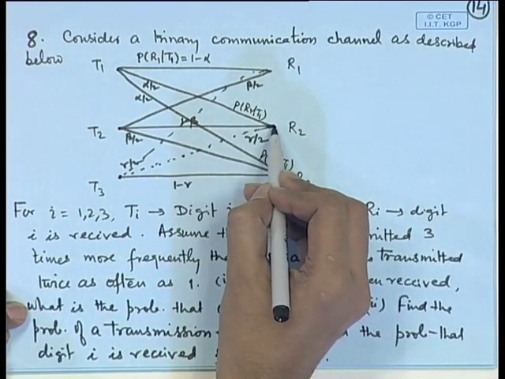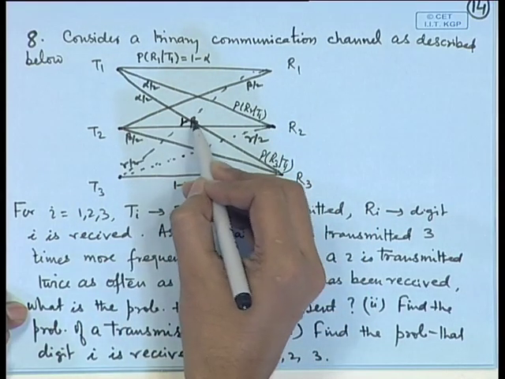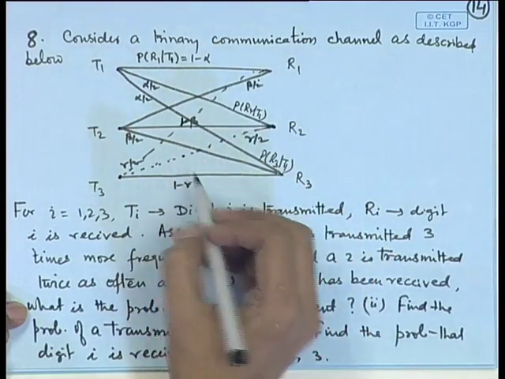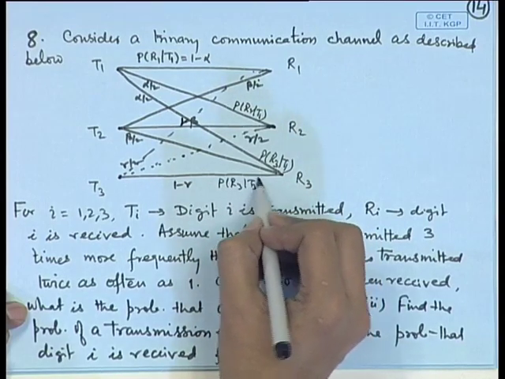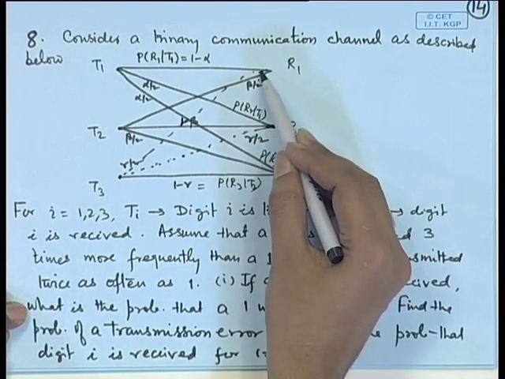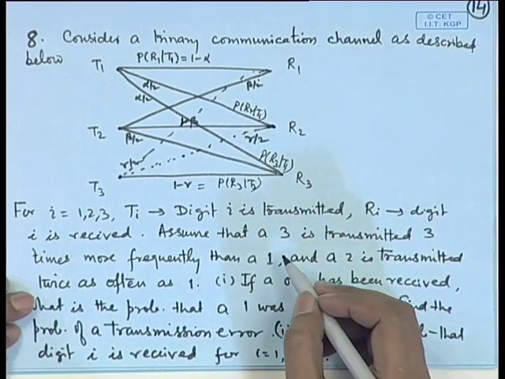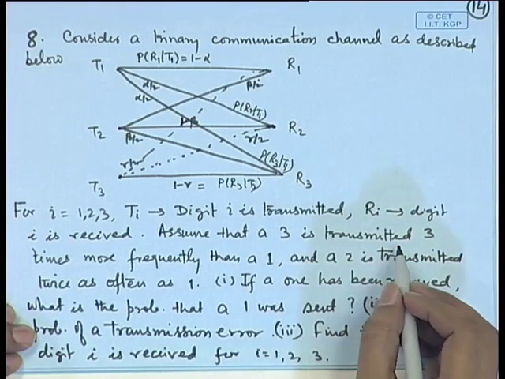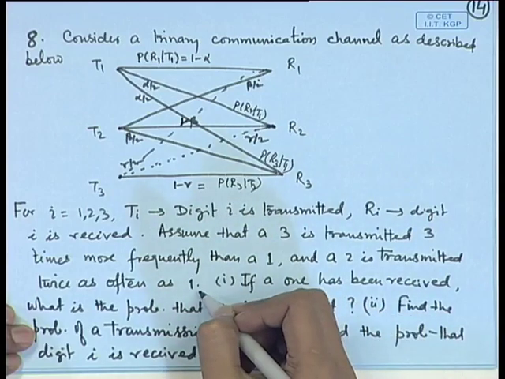Likewise, the probability that a 2 is received given that a 2 was sent is 1 minus beta, and it is beta by 2 for the other two possibilities. Similarly, the probability that a 3 is received given that a 3 is sent is 1 minus gamma, and gamma by 2 each is the probability that it is received as 1 or 2. Further, we assume that in this communication channel 3 is transmitted 3 times more frequently than 1, and 2 is transmitted twice as often as 1.